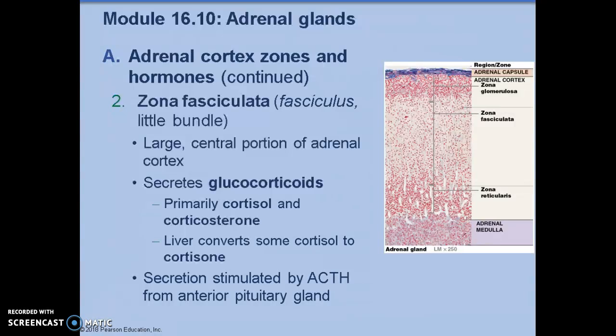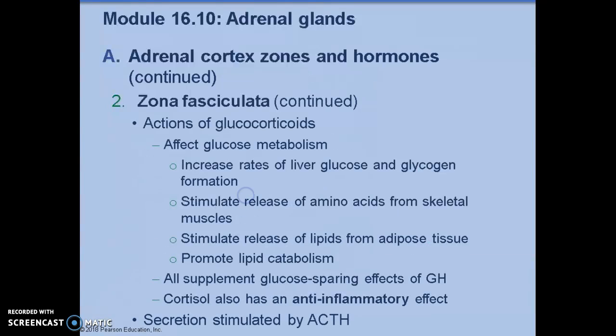The second layer is the zona fasciculata, and that secretes glucocorticoids. Think mostly of cortisol. And then the liver will convert some of that cortisol to cortisone. You've probably used cortisone or hydrocortisone on bug bites. Secretion of the glucocorticoids is stimulated by ACTH, adrenocorticotropic hormone, from the anterior pituitary.